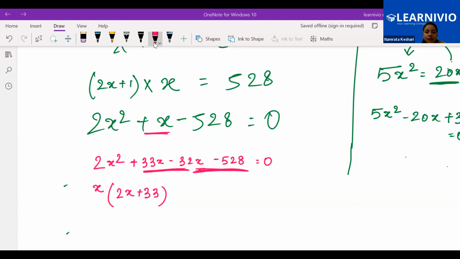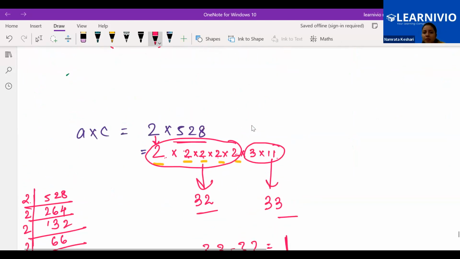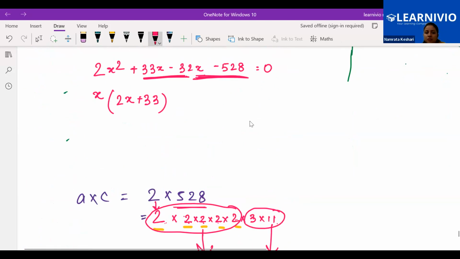Can we take 16 and 33 also? 16 and 33, 33 and 16 added together, or 33 and 16 subtracted. Is it generating the middle term, Harshit? No.